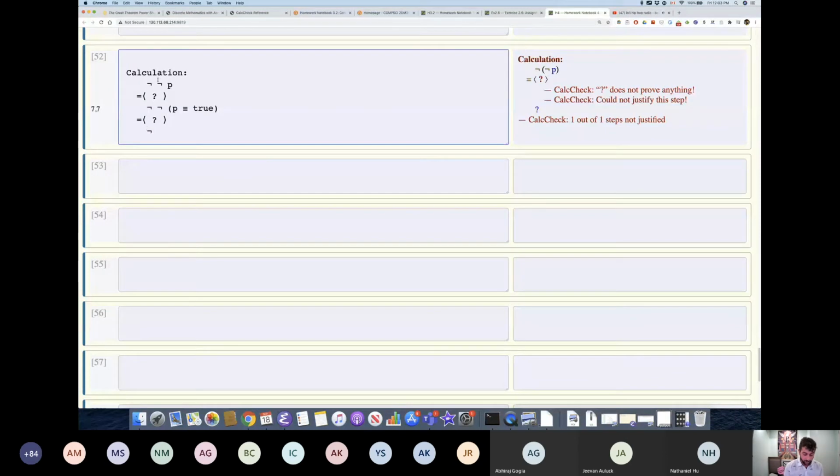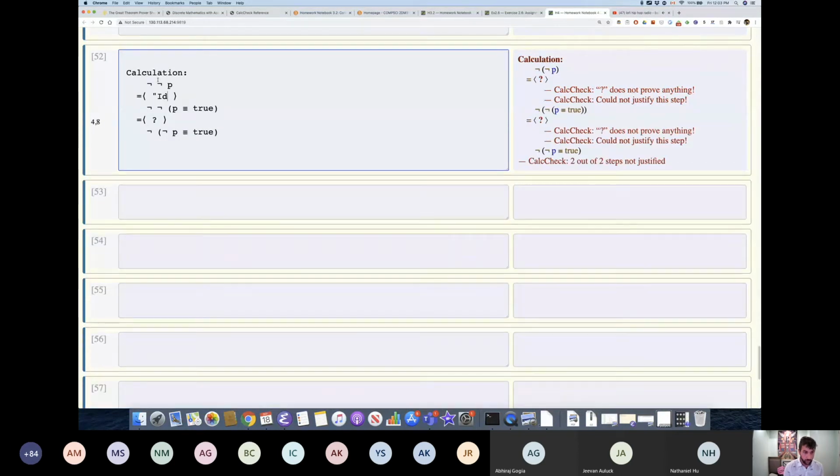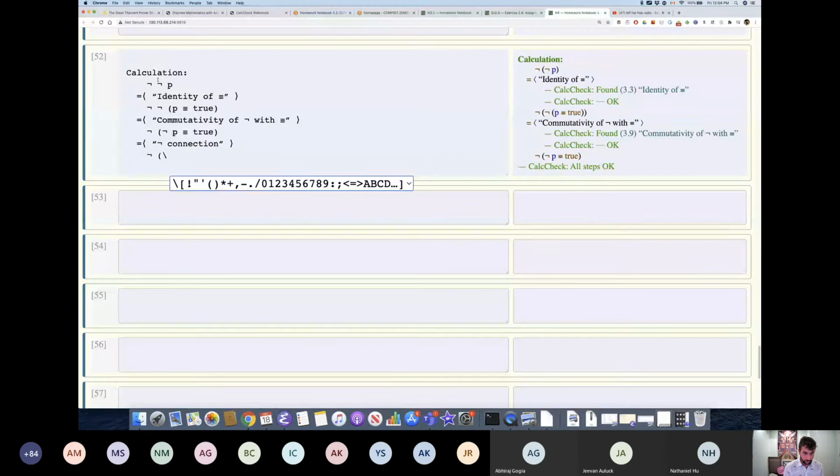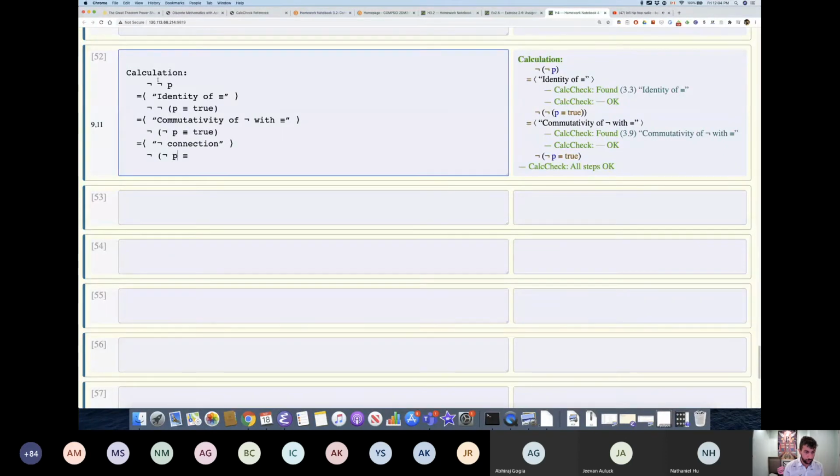Well, we know because of commutativity that goes ¬P equivales true. So we have somewhere identity of that, and here we have commutativity of that guy. Okay, everything's good. Muy bueno. We have ¬ connection, which lets us move things around. ¬P equivales... nope, that one goes over here. ¬true. Okay.